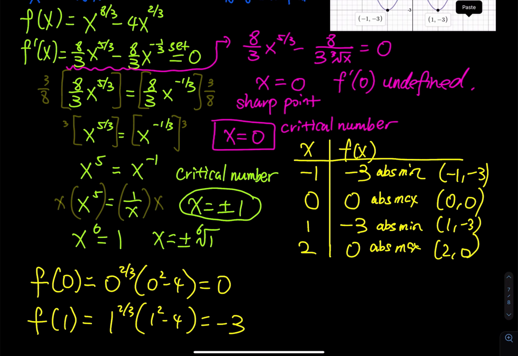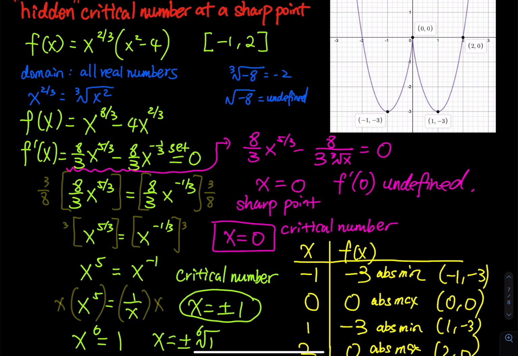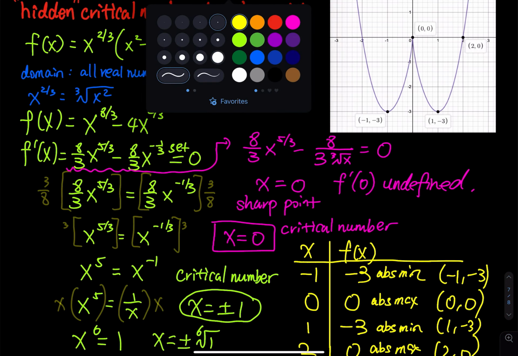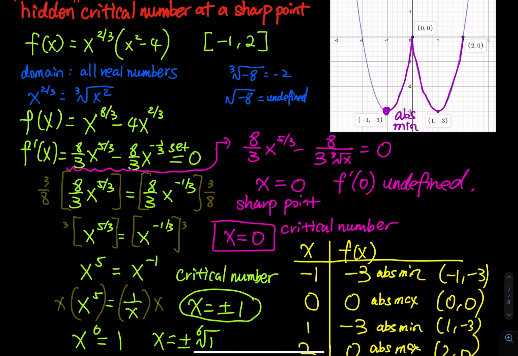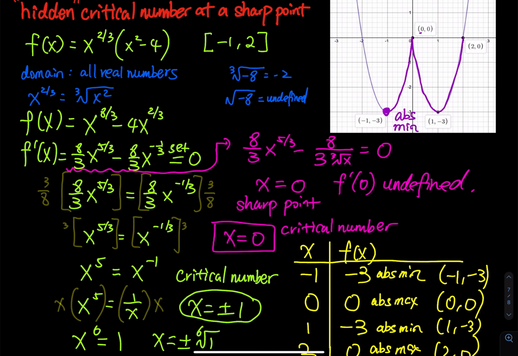Okay, let's do the work right here. From -1 to 2, right? Let me switch to a different color. So from -1, we go all the way to 2. So we go like this, sharp point, and then we stop at 2, right? So we have absolute minimum. So these two are the absolute minimum: absolute min, -1 and 1. All right, I got it right. And then the absolute max: 0, 0 and 2, 0. They are absolute max. So the graph just confirmed my answer.